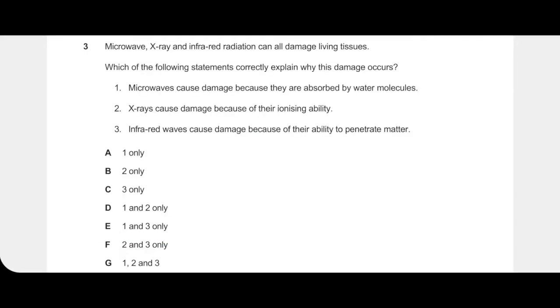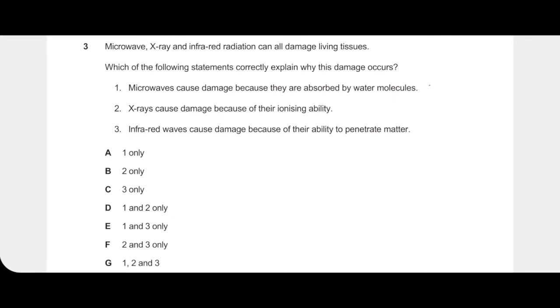Question number 3. Microwave, X-ray and infrared radiation can all damage living tissues. Which of the following statements correctly explain why this damage occurs? Statement 1, microwaves cause damage because they are absorbed by water molecules. 2, X-rays can cause damage because of their ionizing ability. 3, infrared waves cause damage because of their ability to penetrate matter. So let's see whether these 3 statements are correct.